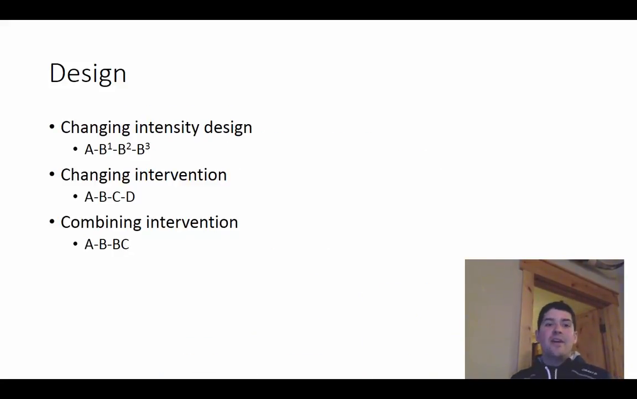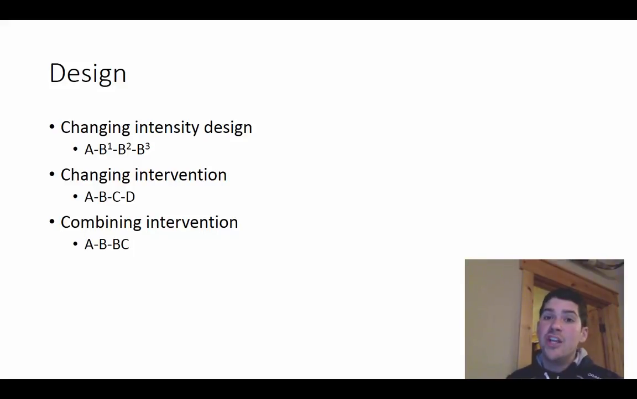So then we can have changing intensity designs like I talked about. We have a baseline period, and then we have our B1, which could be we're going to implement an intervention with a client in a school for 15 minutes per week. Then B2 would actually be 30 minutes per week, and then B3, which would be the same intervention, but maybe 45 minutes per week. So with the changing intensity designs, we never change the actual intervention. We only change the intensity of the actual intervention.